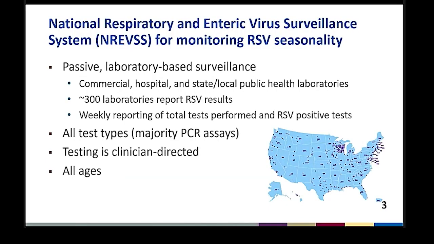Next slide. The CDC's National Respiratory and Enteric Viruses Surveillance System, or NREVSS, is our primary source for monitoring RSV seasonality in the U.S. It is a passive laboratory-based surveillance system that includes commercial, hospital, and state and local public health laboratories. Approximately 300 laboratories routinely report RSV results. They provide weekly reporting of the total tests performed for RSV and RSV-positive tests to monitor real-time virus circulation. All test types are reported, and in recent years, the majority of tests are PCR assays. Testing is primarily clinician-directed and includes persons of all ages.